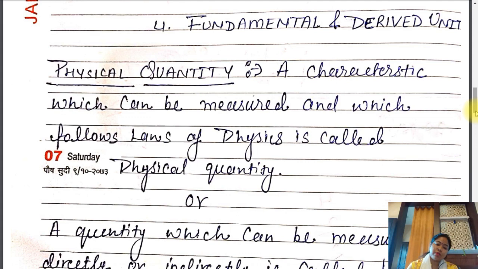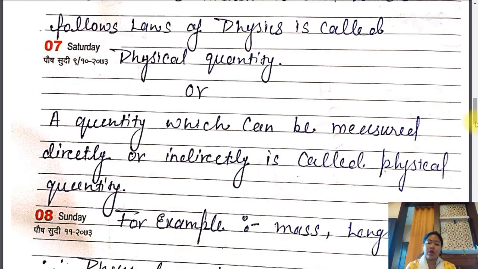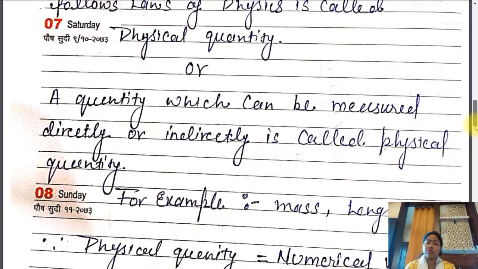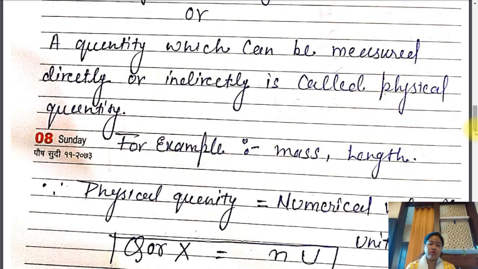So what type of quantity is under the category of physical quantity? Any quantity which follows the laws of physics and which can be measured by indirect or direct methods, those types of quantities are the only ones in the category of physical quantities. For example, we have many examples around us of physical quantities.